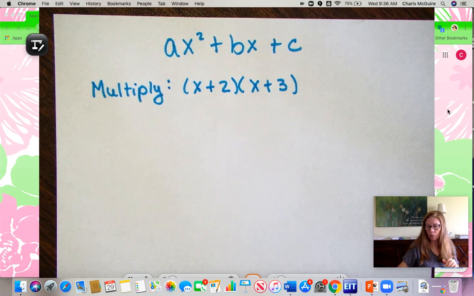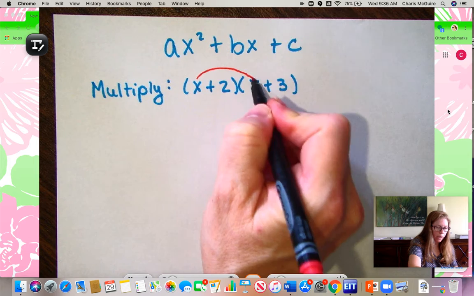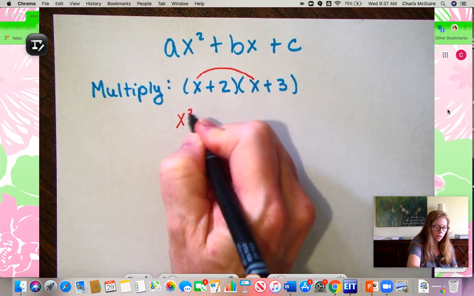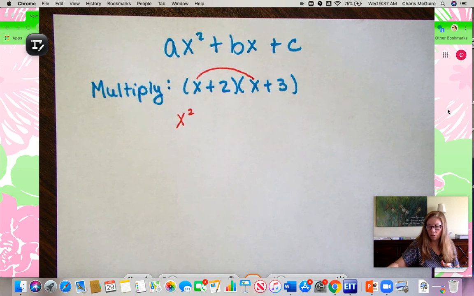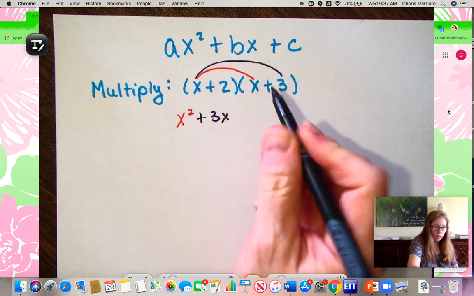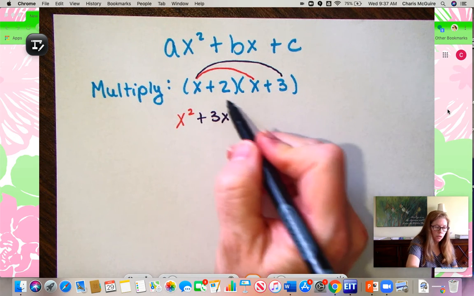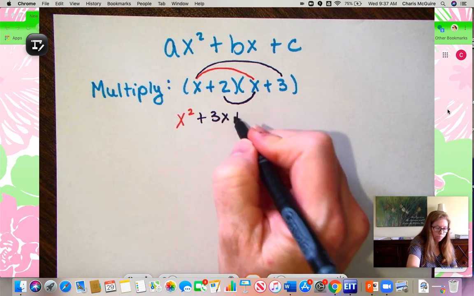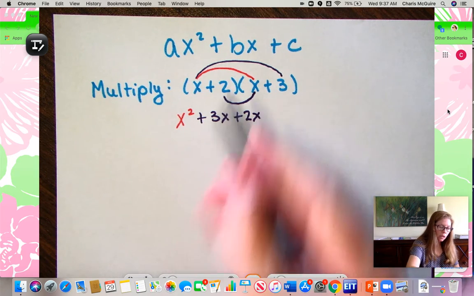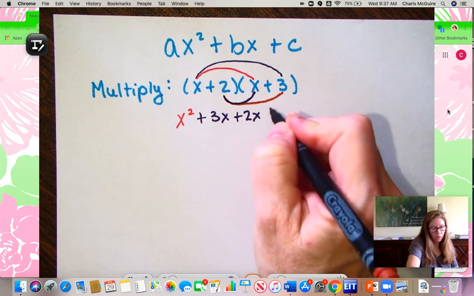And let's see how we got that. You're going to start with this first term, and you're going to multiply the other first term. This is the distributive property, so x times x is x squared. And then you're going to take that x and multiply it by the 3. And then you're going to distribute the 2. So we're going to do 2 times x. And then the last thing we do is, I need a different color, the 2 times the 3 gives you the 6.